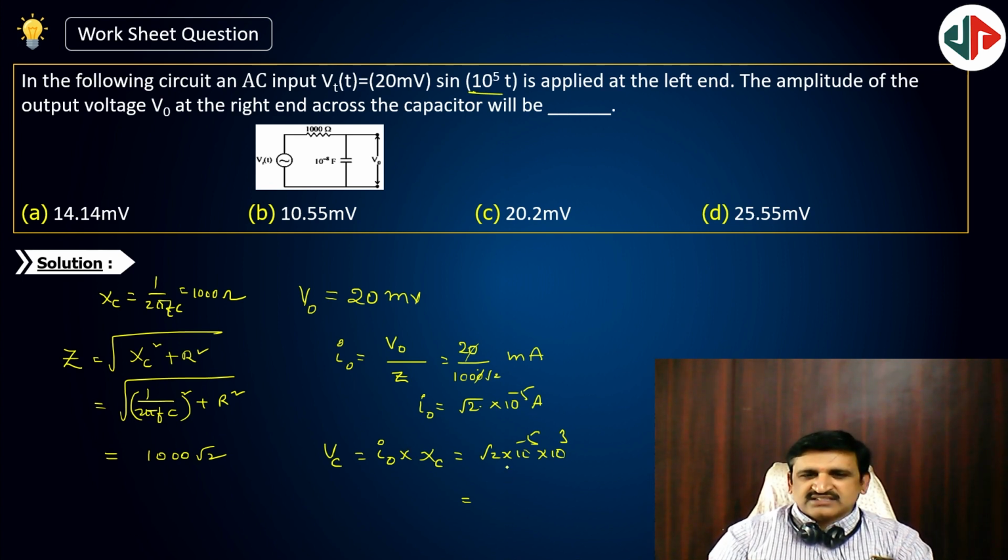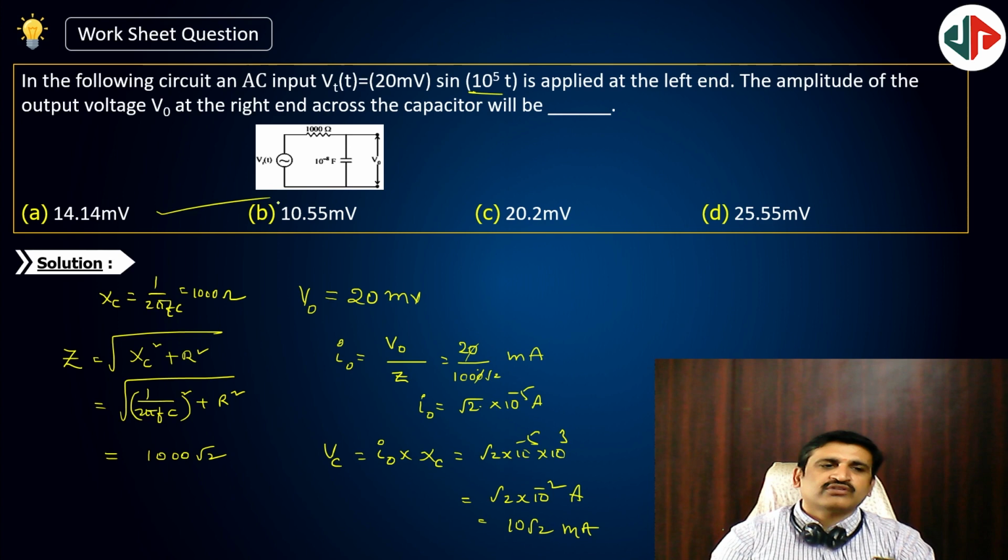So this is root 2 into 10 to the power of minus 2, and multiplying with 1000 gives 10 root 2 millivolts. 10 root 2 means 1.414 times 10, so 14.14. So option A.